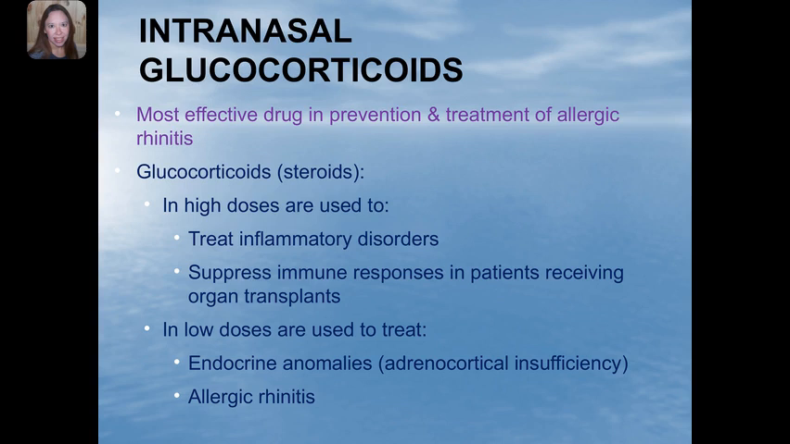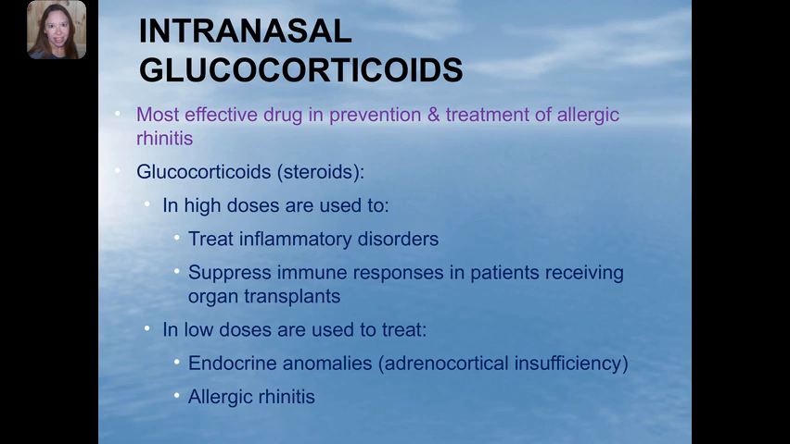So we can use the glucocorticoids to help prevent the body from killing off that organ. When it comes to allergic rhinitis and the use of glucocorticoids, we're using it for the inflammation that's leading to signs and symptoms with the congestion, with the rhinorrhea, the sneezing, etc. Well, we're using a really low dose when we are treating allergic rhinitis.